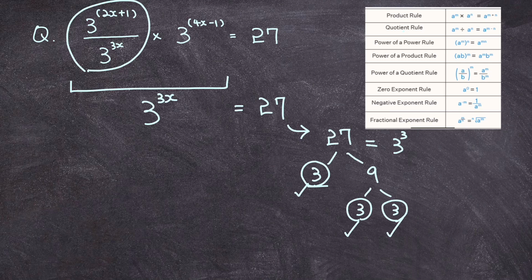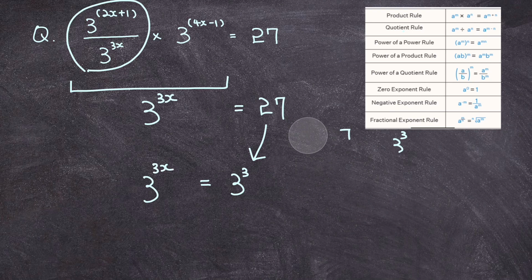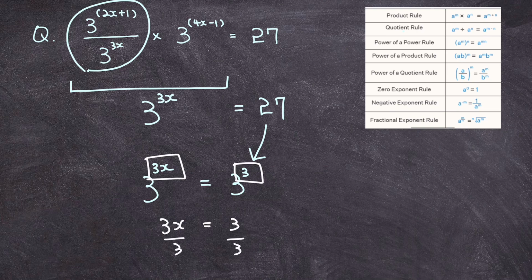So that's how I arrived at 3 cubed. And since that's equal to 3 raised to the power of 3x, what I can do is set these two numbers equal to each other, right? So 3x is equal to 3, and that means if I divide both sides by 3, my x will equal 3 divided by 3, or 1. And that's how I would arrive at my final answer to this question.